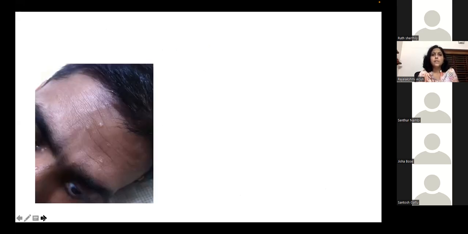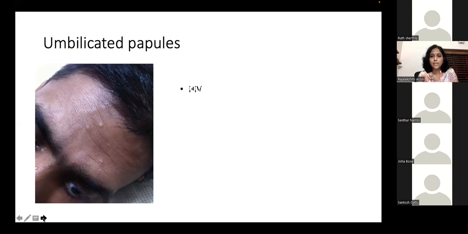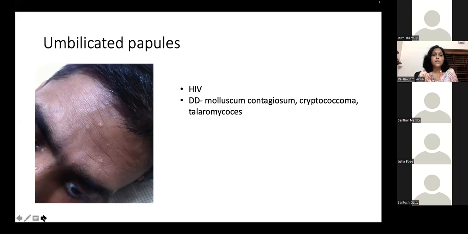Okay, coming to another scenario: umbilicated papules. What should come to your mind? The first thing is to rule out HIV, because this is a close differential that happens. Three important differential diagnoses should come to mind when you find umbilicated papules, especially when generalized and more often seen on the face. These are molluscum contagiosum, cryptococcoma, and talaromycosis, and these are commonly seen in the HIV population.